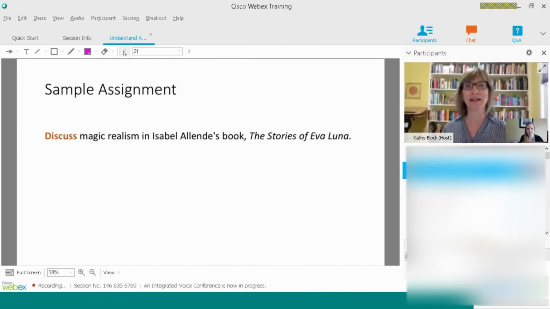Now let's look at an assignment guideline that is sort of at the other end of the spectrum. It's possible that you could get an assignment guideline that looks more like the one on the slide here. One line. Discuss magic realism in Isabel Allende's book, The Stories of Eva Luna. Some students find it easier to use a guideline that looks like this. Some students find it easier to use a guideline that is more detailed. Let's run through the questions that Natalie introduced you to see what we can do with this assignment guideline. There's actually a lot we can do with it.